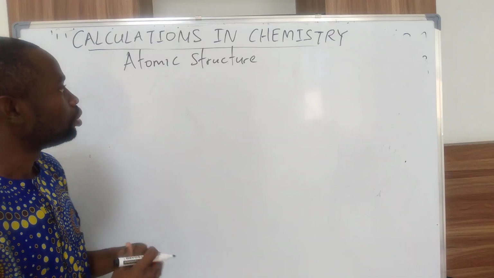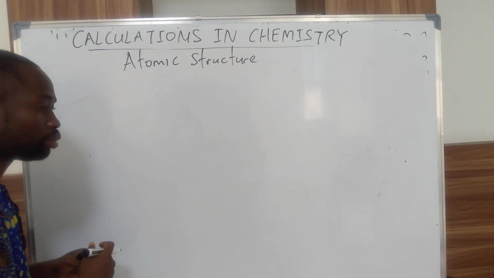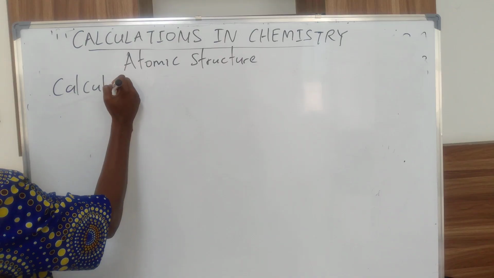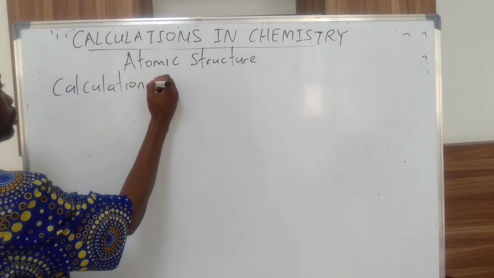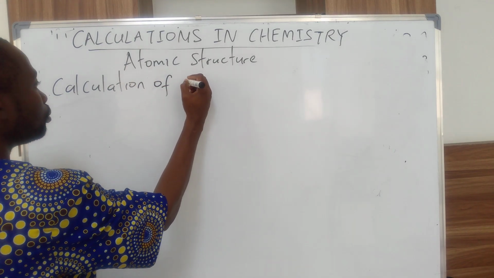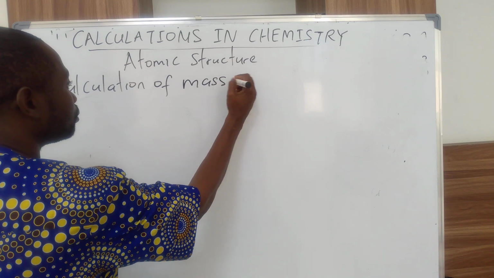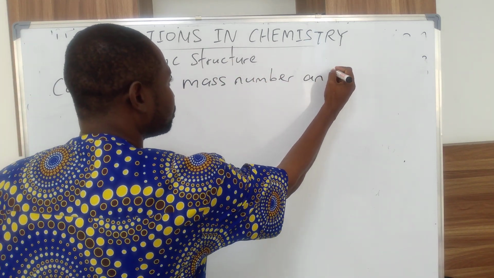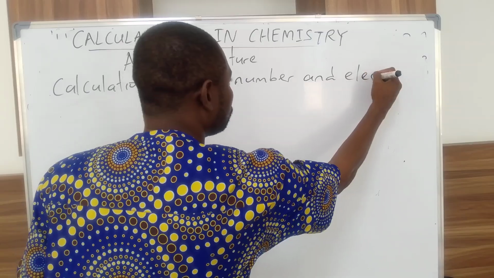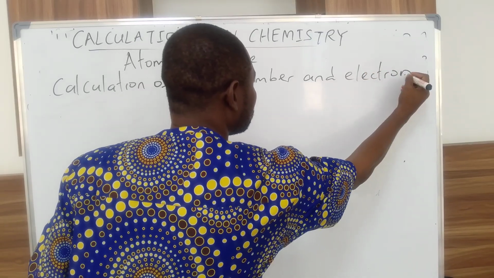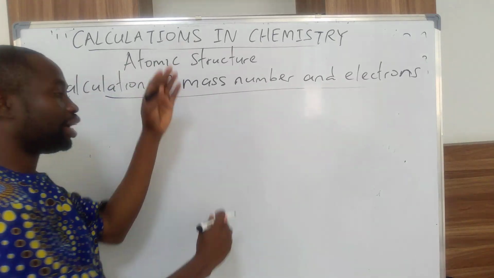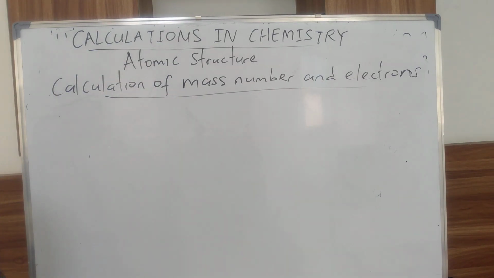Alright, so we are going to look at the calculation of mass number and electron number in an atom.